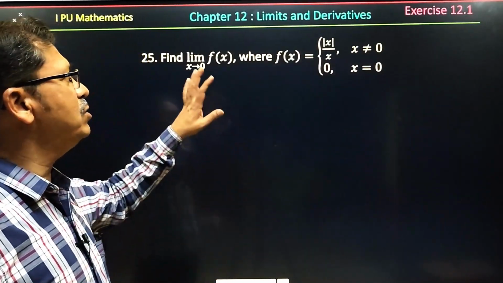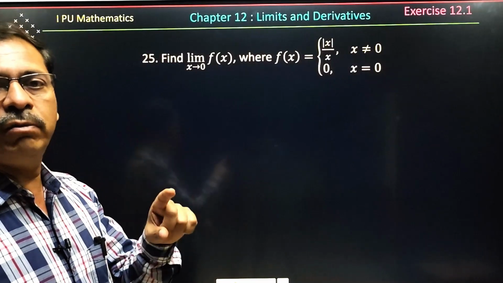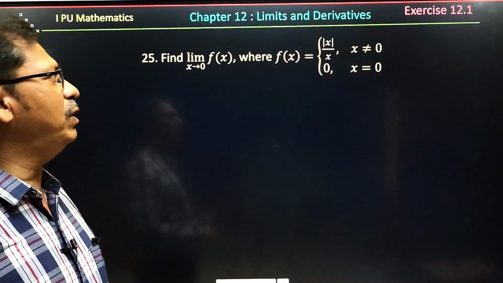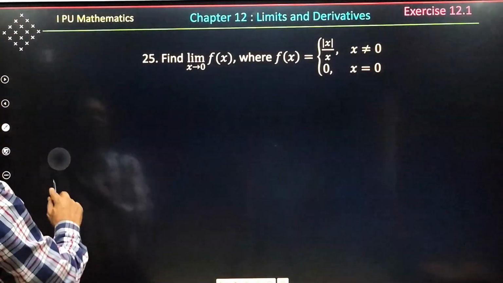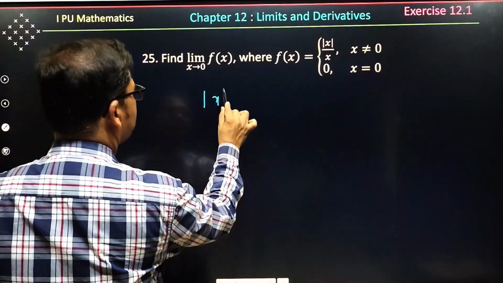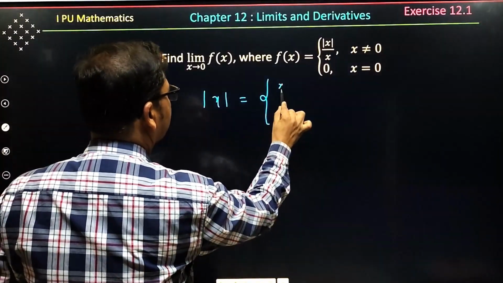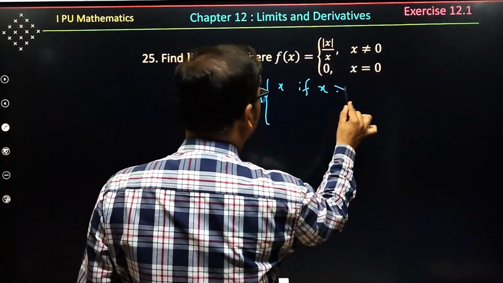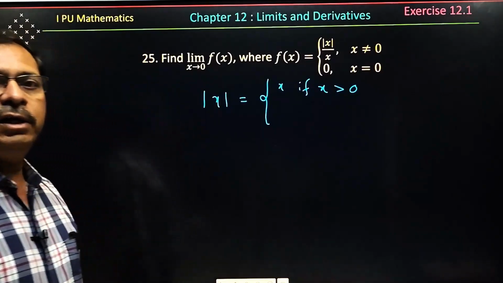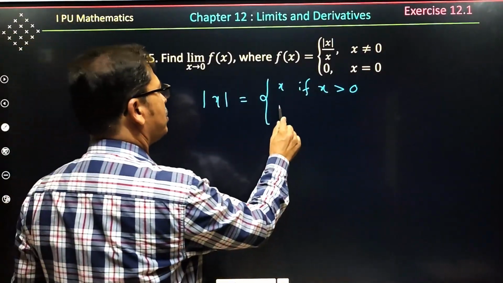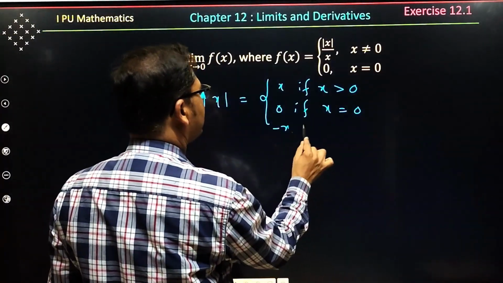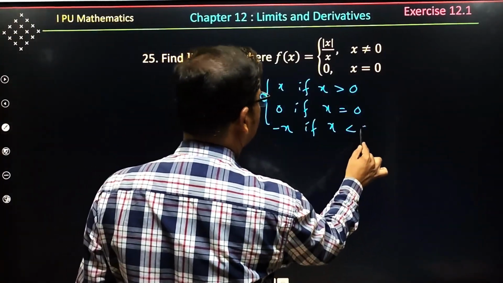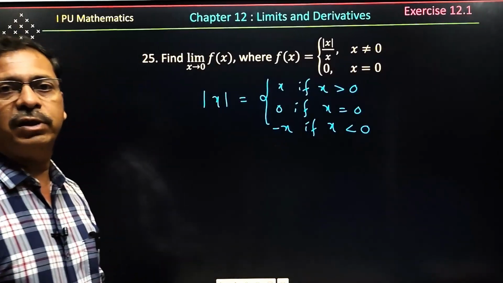In order to solve this problem, you need to know the definition of the absolute value function or modulus value function. Let me recall the modulus value function. It is given by x if x is greater than 0, equal to 0 if x is equal to 0, and minus x if x is less than 0. This is the definition of the absolute value function.